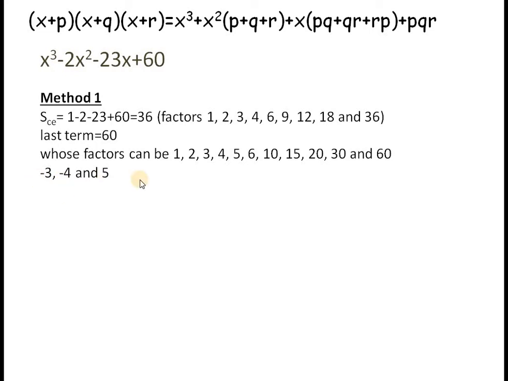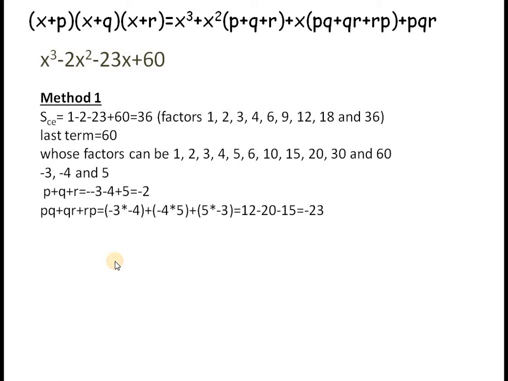Okay, these 3 factors, if we add, we get minus 2, and if we multiply within each other and add, we get minus 23. So that makes our job easier. And we can also cross check. So that gives you a confirmation. So we wrote the factors as x minus 3 into x minus 4 into x minus 5. Now this is a process of mental guess. As you do more problems, you will be really comfortable with this process as well.